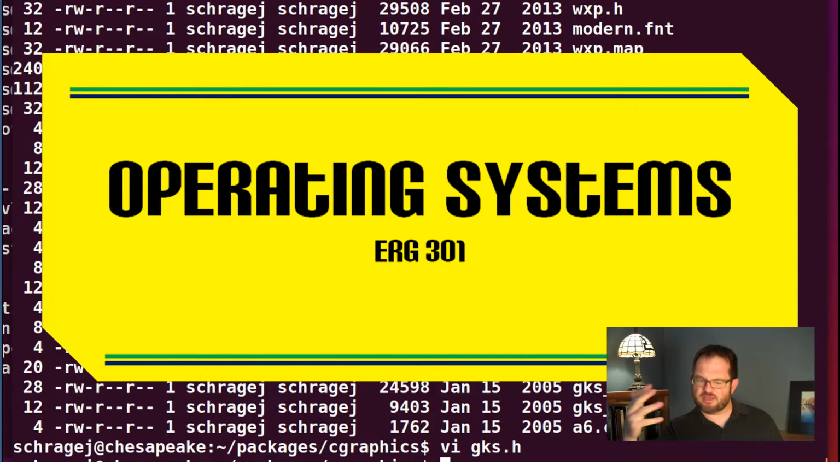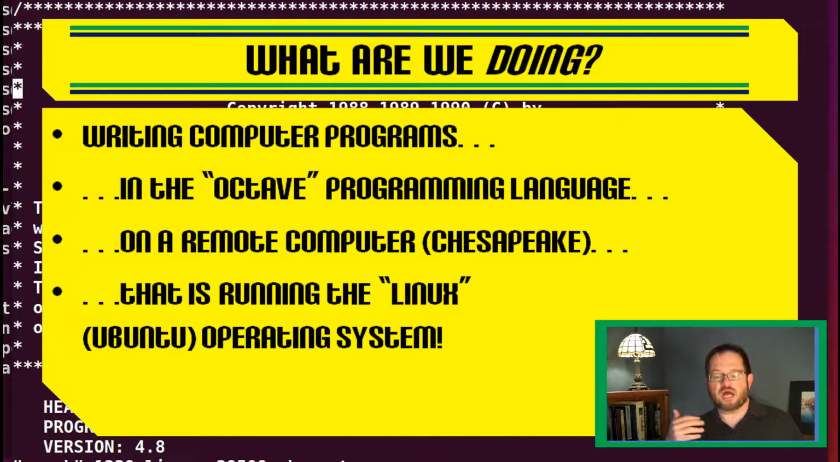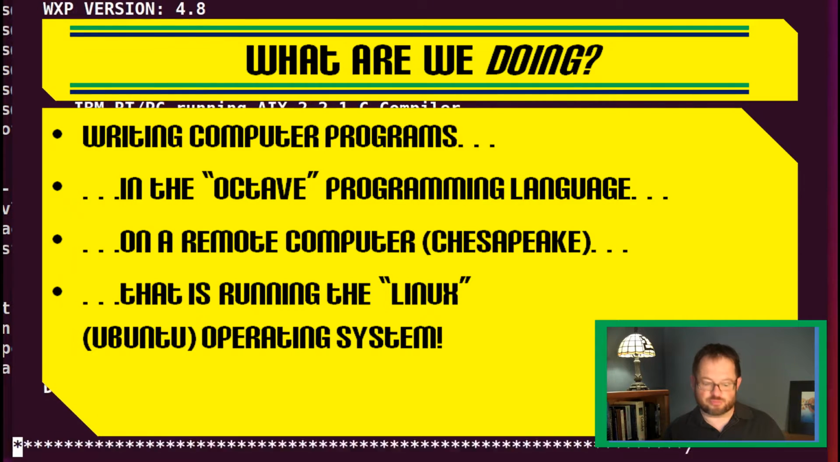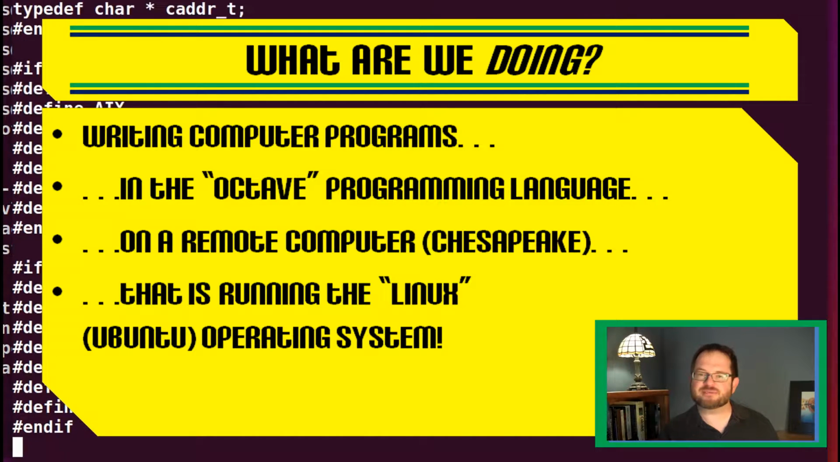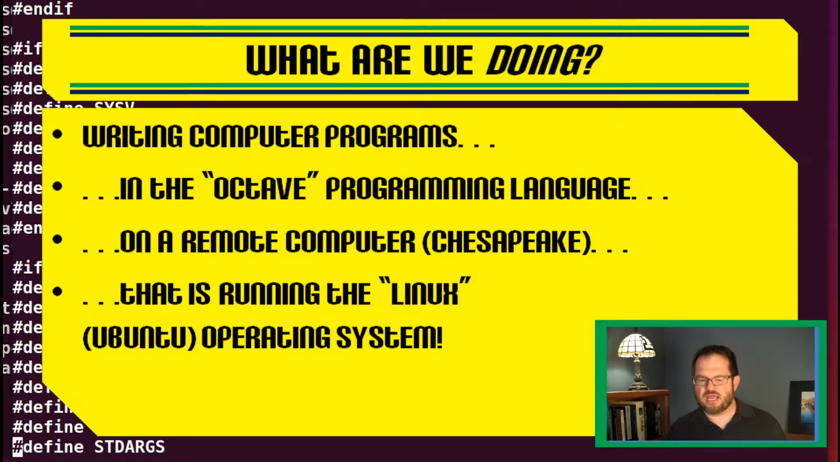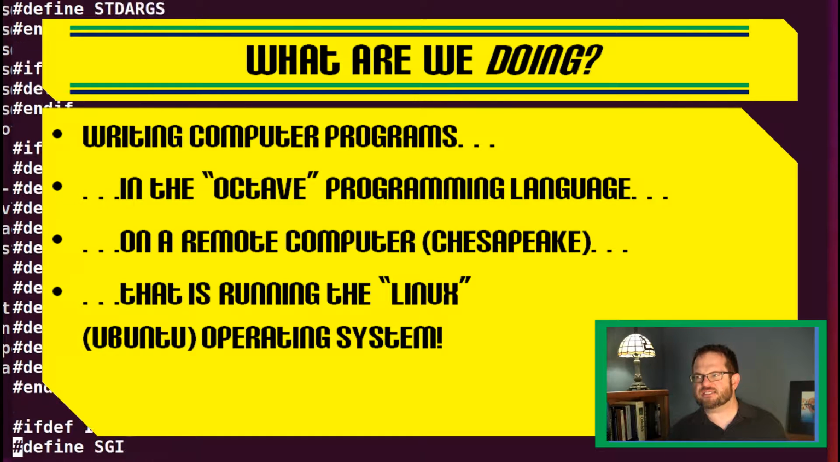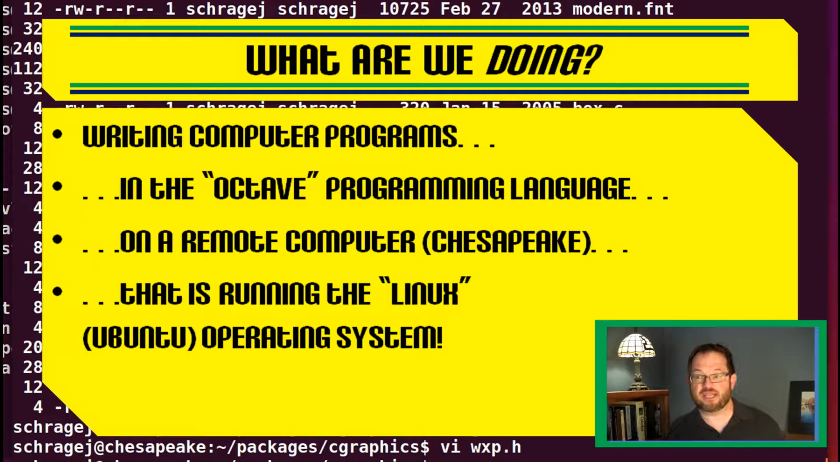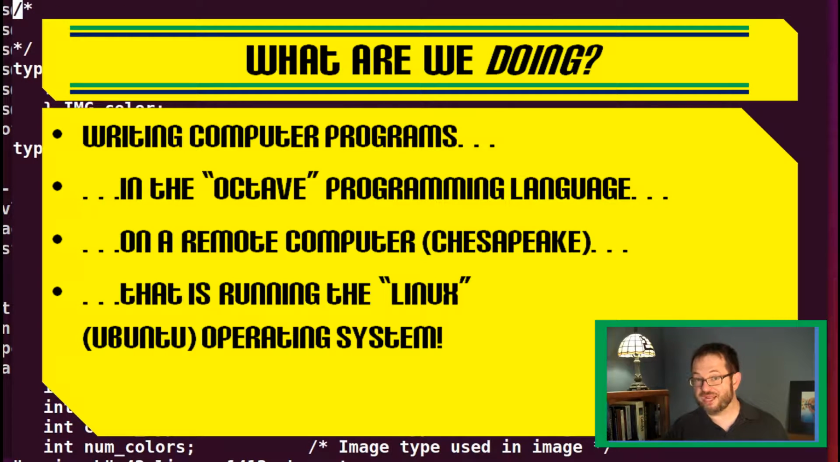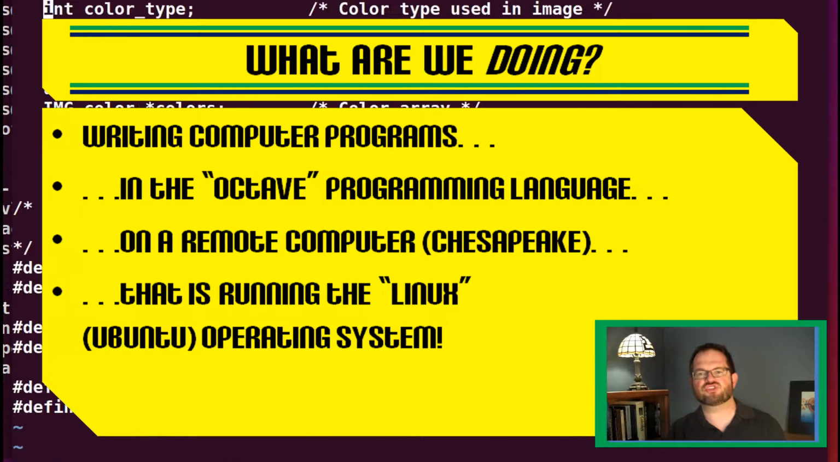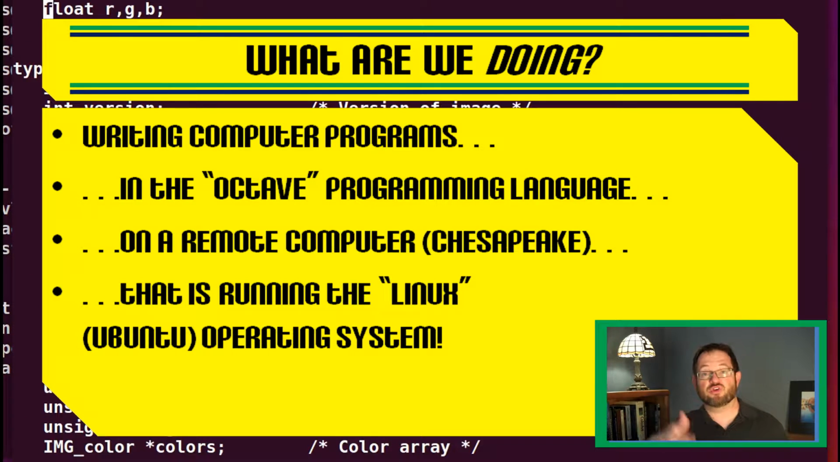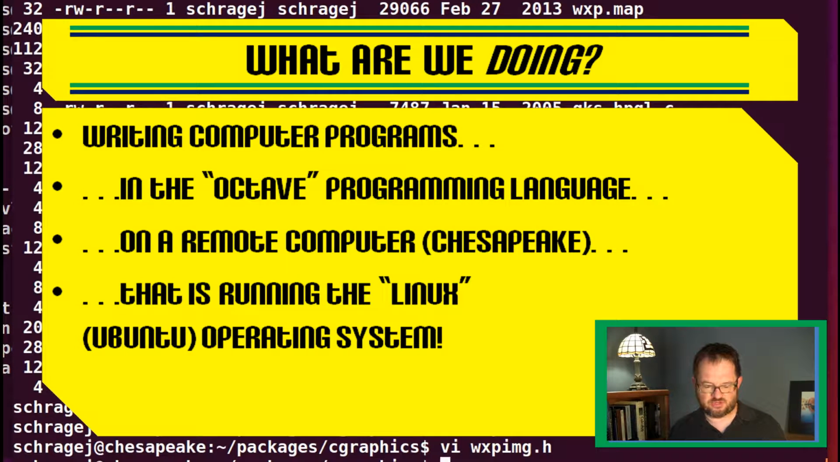But just so we have a target here, so we understand where we're going with all of this, we're going to be writing computer programs in a language called Octave. And we're going to be doing this on a remote computer, a computer that's actually physically here in my office in Indiana. Because this kind of modeling work is invariably not done on your laptop. You're going to be at your laptop or at your desktop computer writing the programs, but you're going to be connected to a remote server where you're going to be actually testing your programs and doing the calculations.